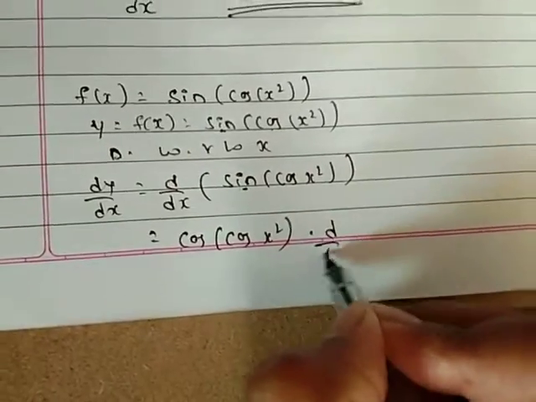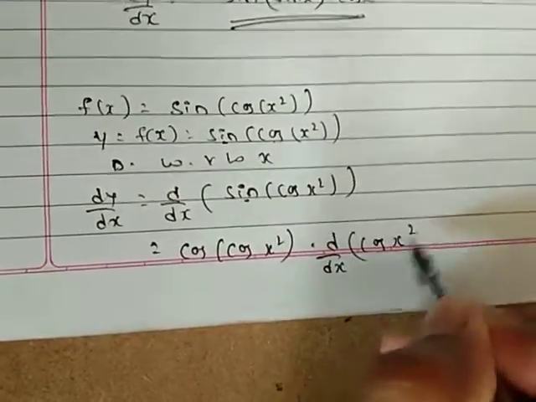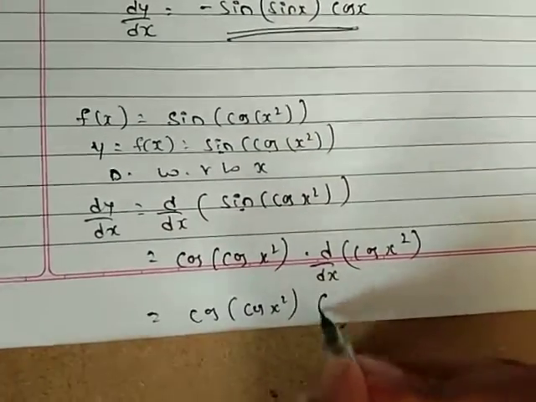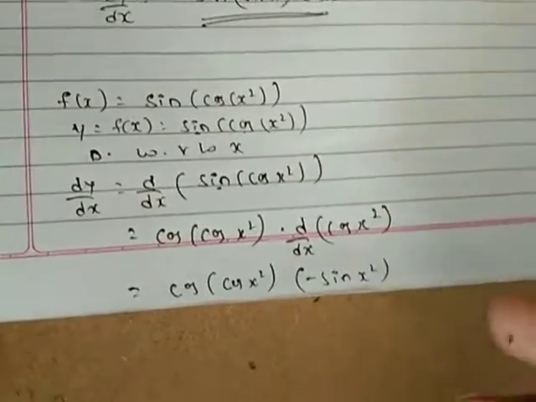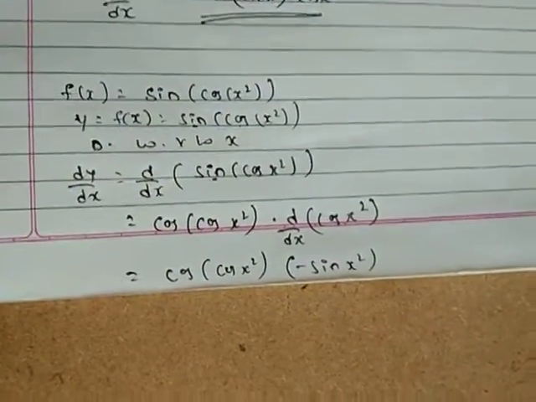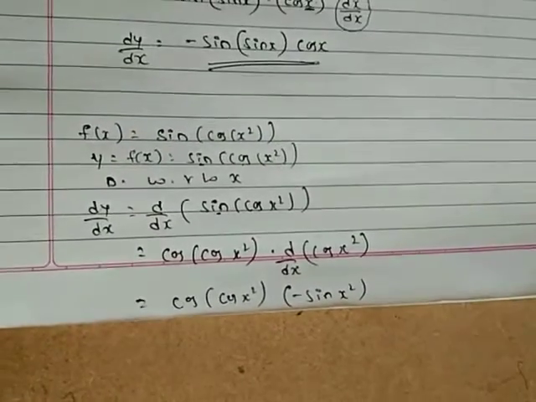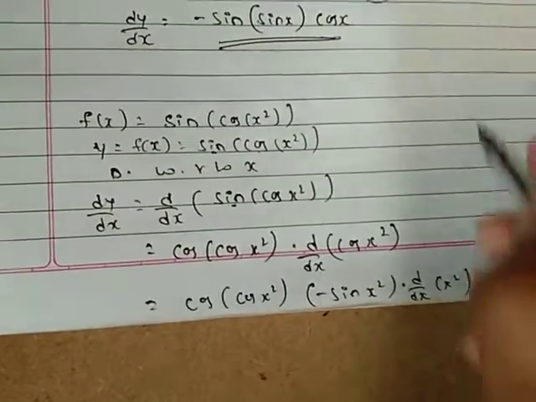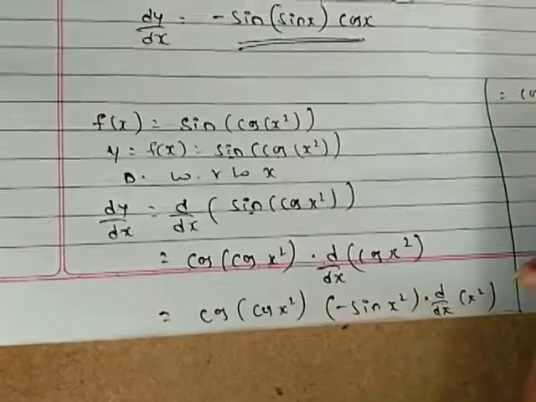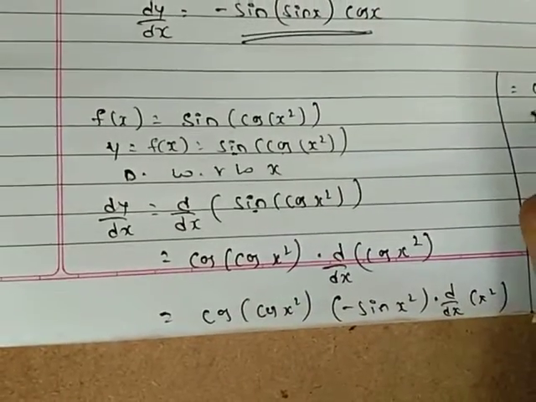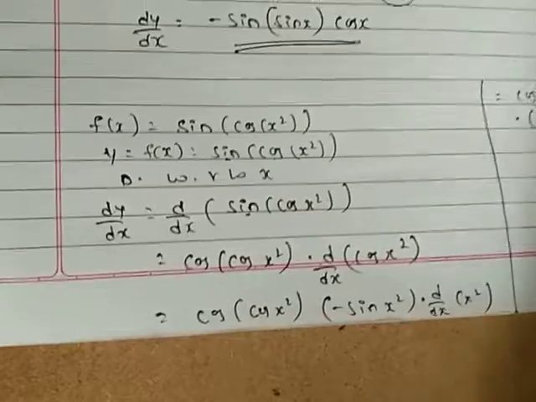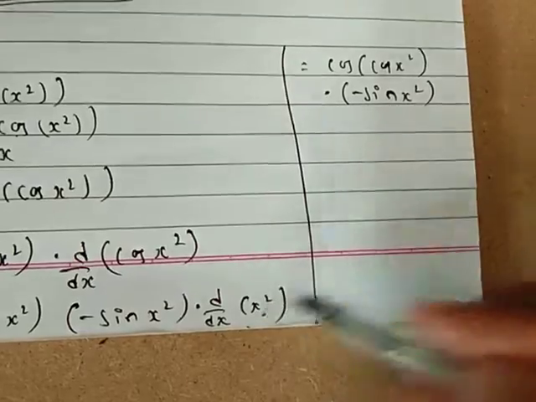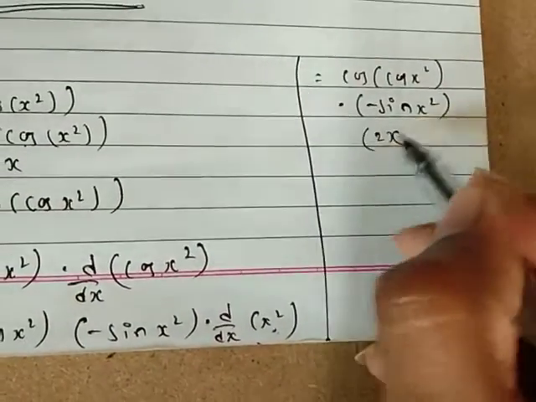Again we need to differentiate cos of x square. Differentiation of cos of x square is nothing but minus sin of x square, because we have observed that differentiation of cos x means minus sin x. Again we need to differentiate x square. So cos of cos x square into minus sin of x square remains as it is. Next, differentiation of x square is nothing but 2x.